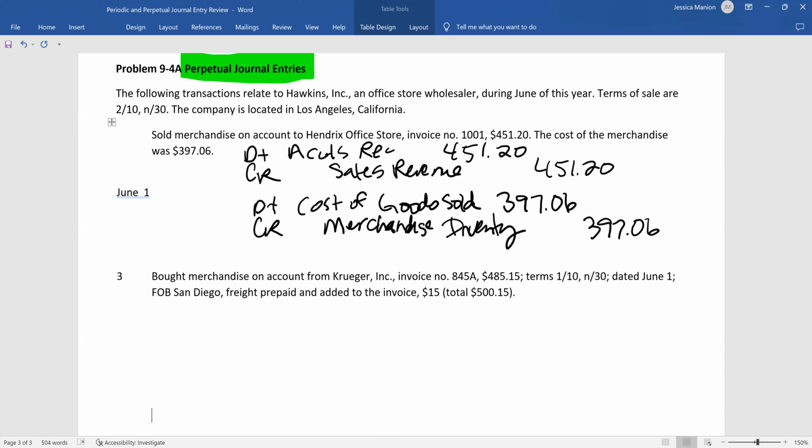$515. Okay, so with periodic, we use the freight in account. We do not use that for perpetual. For perpetual, freight is just added to the cost of the inventory. So we debit merchandise inventory.